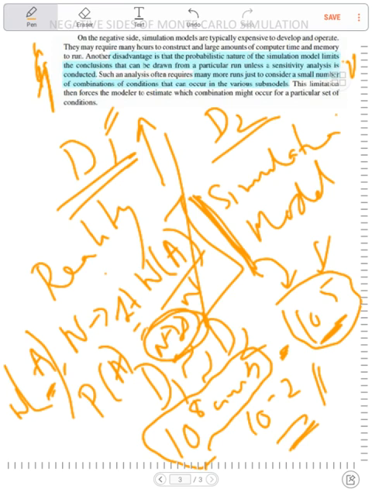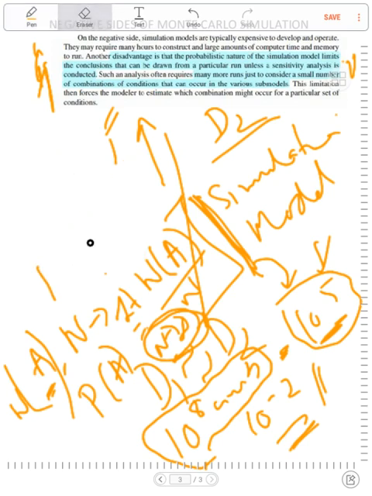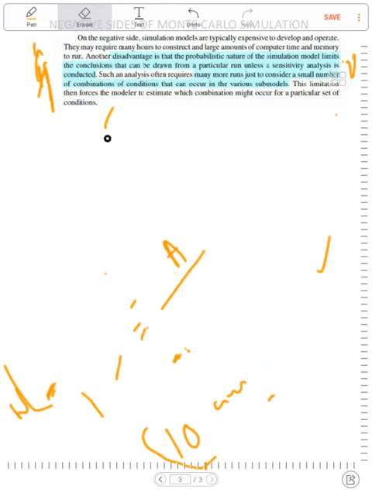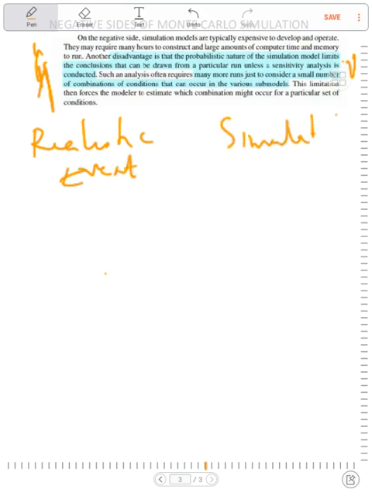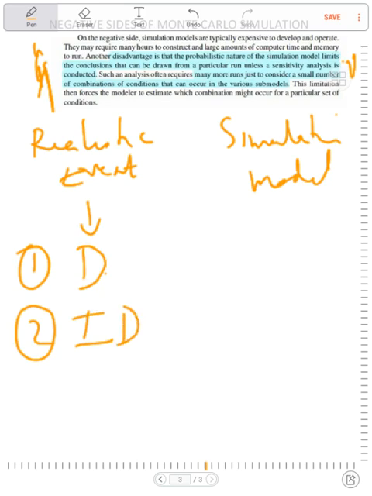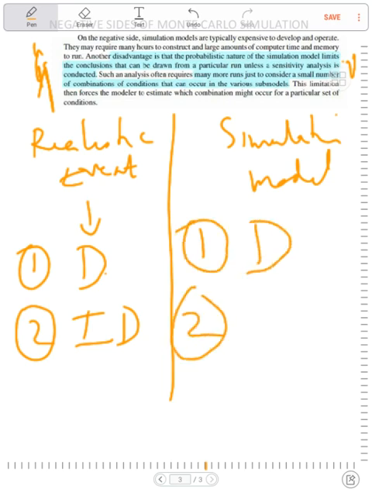Another thing, let me mention it here. That is not only related to the Monte Carlo method, that is related to any simulation model. As I said, you have to keep two things in mind. One is the original realistic situation, I write it as realistic event. Another is the simulation model. As I already said, it can be of two types. I write in short D for deterministic and ID for indeterministic. Similarly, the simulation model is also of two types only, either deterministic or indeterministic.